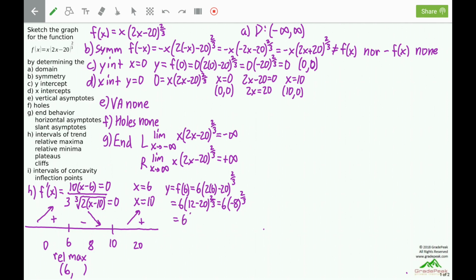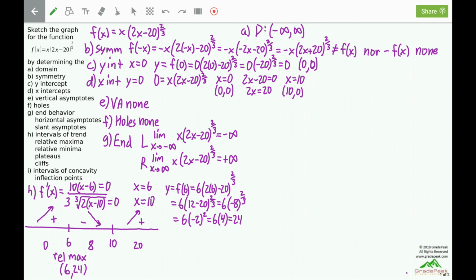So it'll be 6 times 2/3 means the cubed root of negative 8. Now the cubed root of a negative is negative, and the cubed root of 8 is a 2. So negative 2, and then to the power of 2. A negative squared is a positive, and 2 squared is a 4. 6 times 4 is a 24. So it has a corresponding y-coordinate of 24.